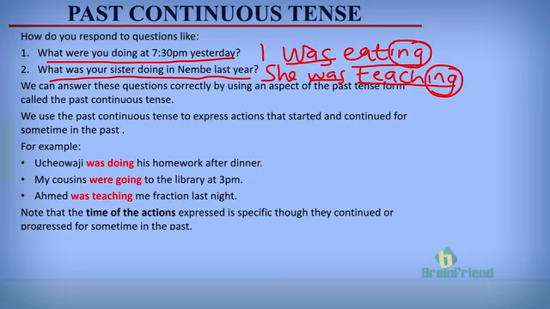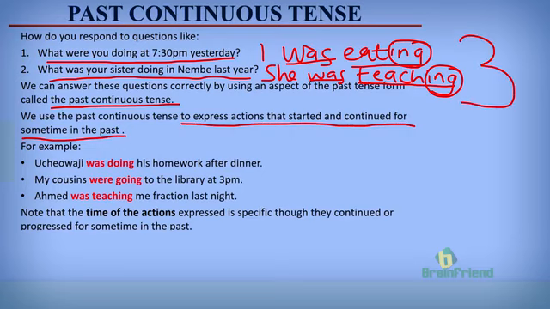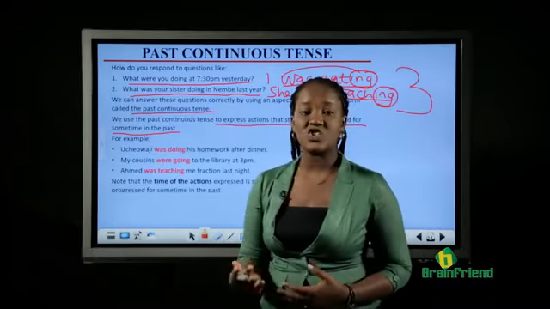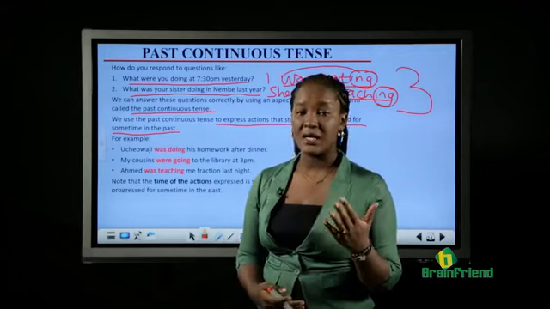So we answer these questions correctly by using an aspect of the past tense form called the past continuous tense. And we use the past continuous tense to express actions that started and continued for some time in the past, just like these replies I have here. Actions that continued for some time in the past. I was eating shows that the action of eating went on for some time. She was teaching shows that the action of teaching went on also for some time.